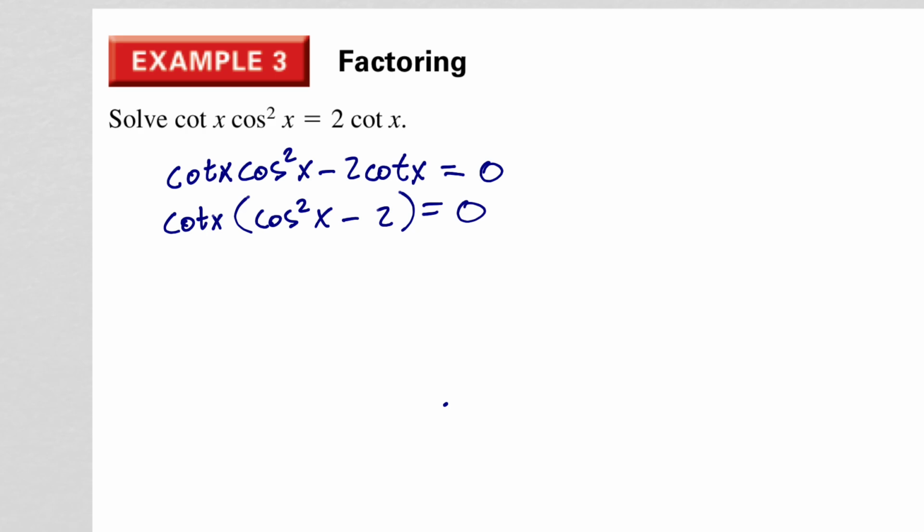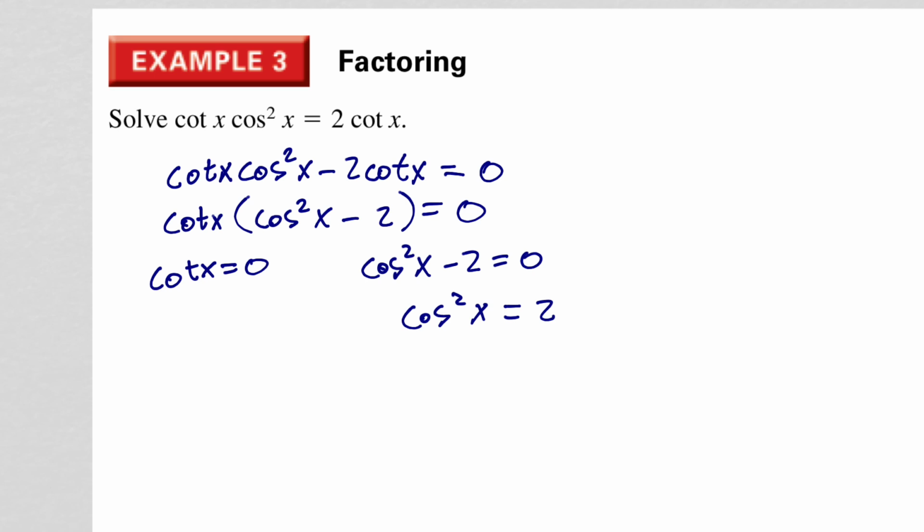And now that it's in factored form, I can separate the factors and set them independently equal to 0. So cotangent x equals 0, and then I'm going to have cosine squared x minus 2 equals 0. We're just going to try and solve those individually. So I'm going to start with this cosine squared x. If we add 2 and then take the square root, I get cosine x equals plus or minus root 2 here.